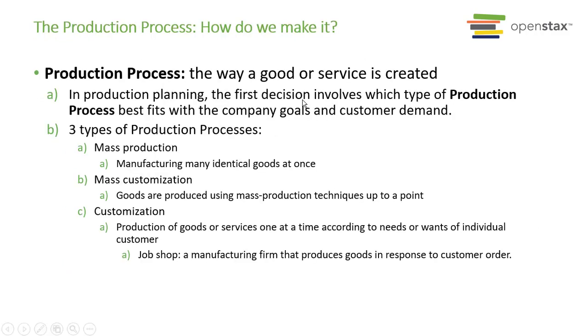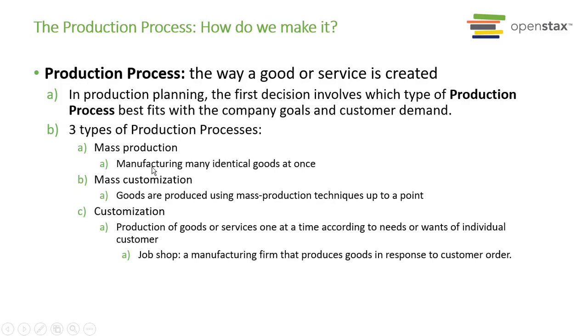Okay, production process is the way the good or service is created. By the way, when you transfer, you will learn all this in operations management. So this is operations management, and there are lots and lots of tools. You'll use statistics to better understand these processes. In production planning, the first decision involves the type of production process best fits with the company's goal and customer demand. So you'll have 3 types, right?